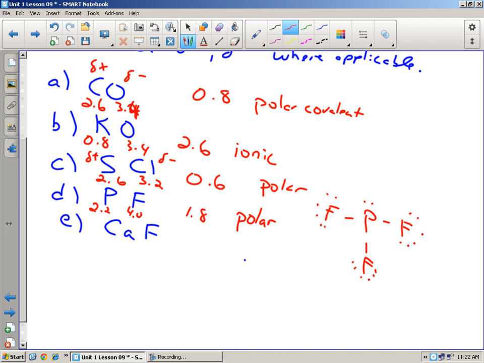Calcium and fluorine, though, that's a 4.0. Calcium's a what? 0. What? It's a 1? Okay, so the difference there is 3.0, of course. That's probably ionic. I would tend to believe it's ionic. It's metal, non-metal, right? Not really a shocker there. So that one's a little bit more easy to determine.